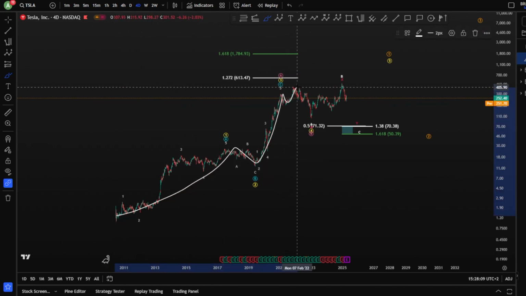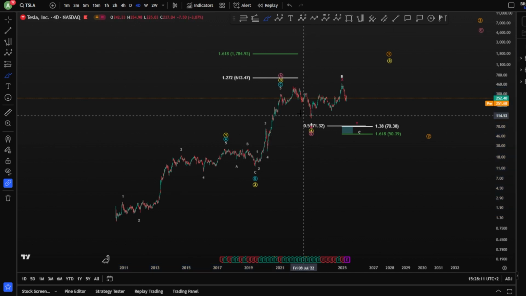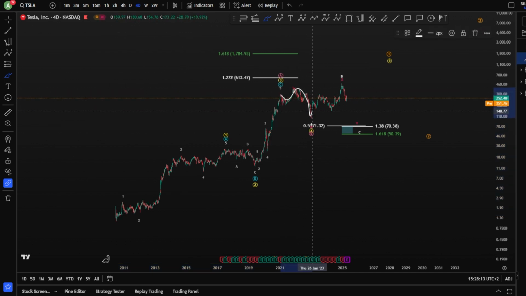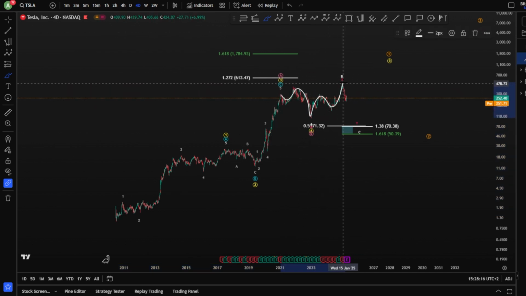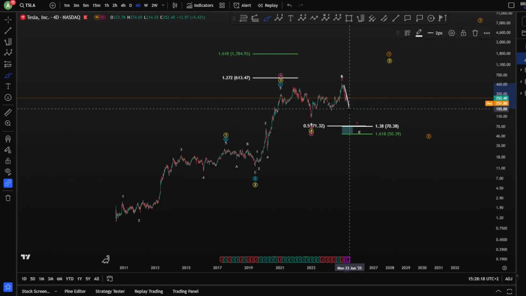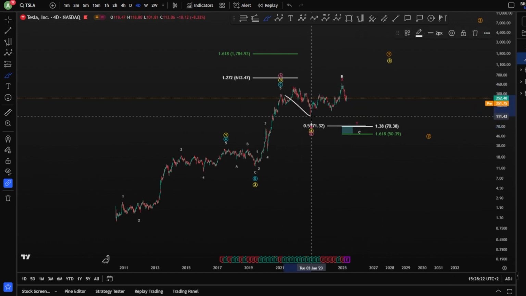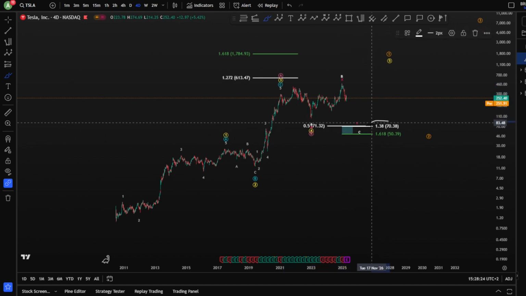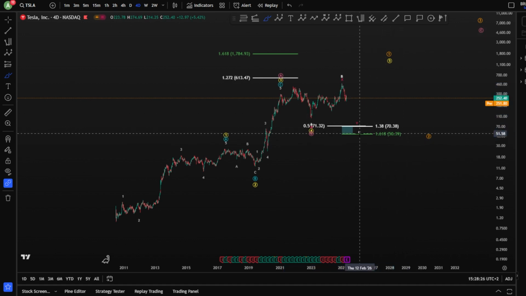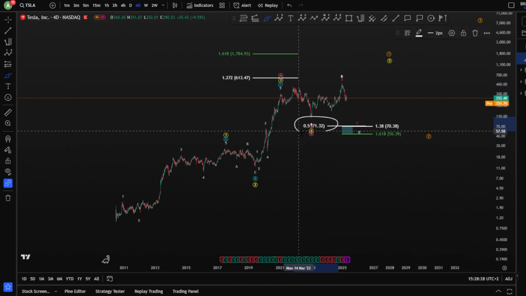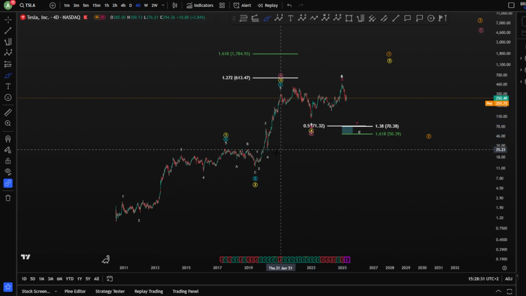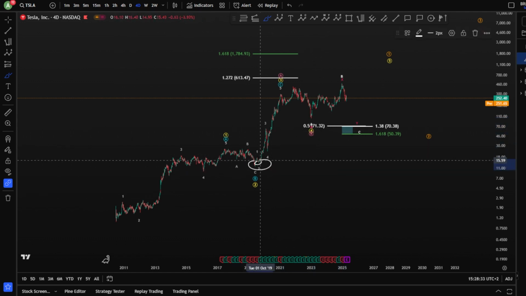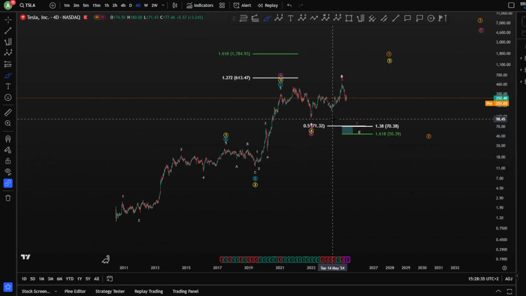We are looking at another ABC here, of course expanding a flat as a correction, and you're looking at another three waves toward the upside and a potential move toward the downside again as an expanding flat A, B, and a C, hitting between the 1.38 and 1.618 and in confluence with the 0.5 fib level taken from this wave 2 to the top of the wave 3.